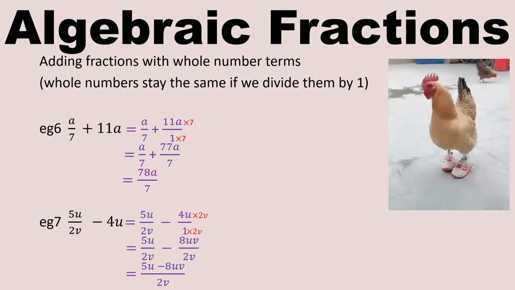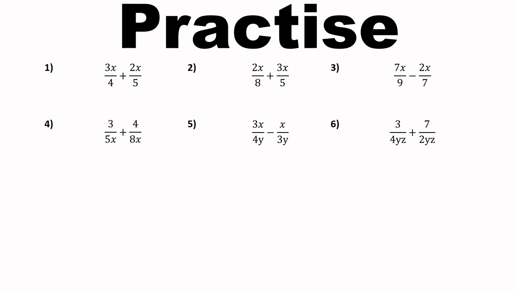Now, hopefully this isn't seeming so crazy for you anymore. Let's go on and try some practice. Let's go through the questions first, then I'll give you a chance to hit pause, work out your answers, and we'll take them up in a minute. For questions 1 to 6, you need to get a common denominator and then add or subtract your fractions as it says in the question, and simplify as much as possible.